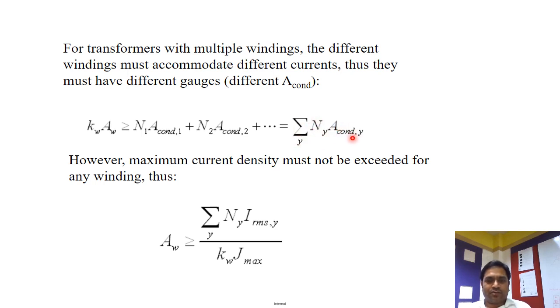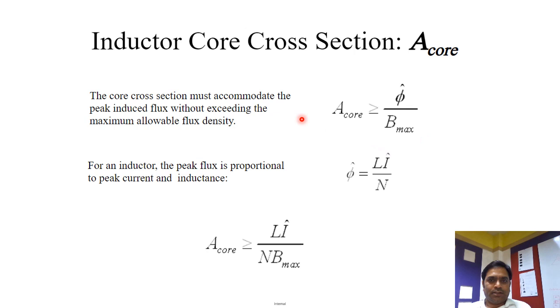Ny times A conductor Y. Suppose there are Y multiple outputs in the transformer, so the equation must satisfy this condition. However, the maximum current density must not be exceeded for any winding. Thus, we can say that the area of the winding core window must be greater than or equal to the summation of Ny times I RMS Y upon Kw Jmax. This we will see in more detail in the coming slides.